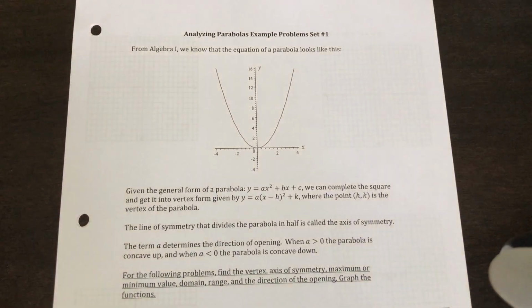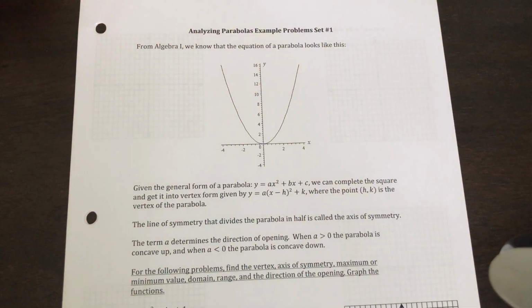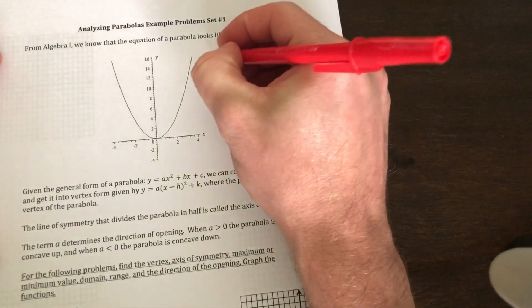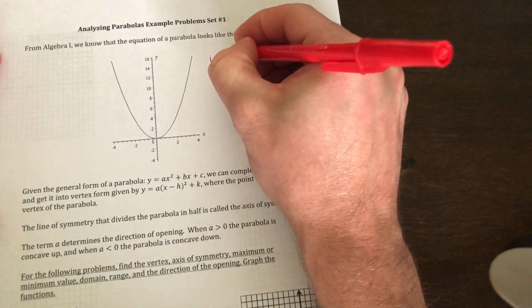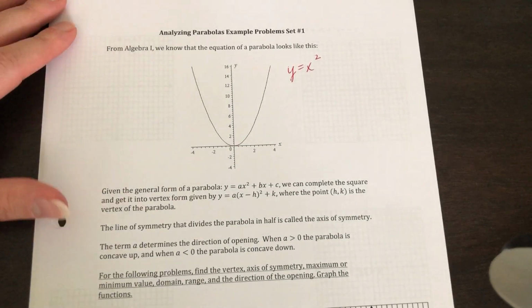Okay guys, so in this set of notes we're going to look at how to analyze parabolas. Now, from Algebra 1 we know that the equation of a parabola looks like a U, okay? It either opens upwards or downwards, and sometimes they can even open sideways, opening to the right or to the left. So this is the curve y is equal to x squared. That's your parent function for this.